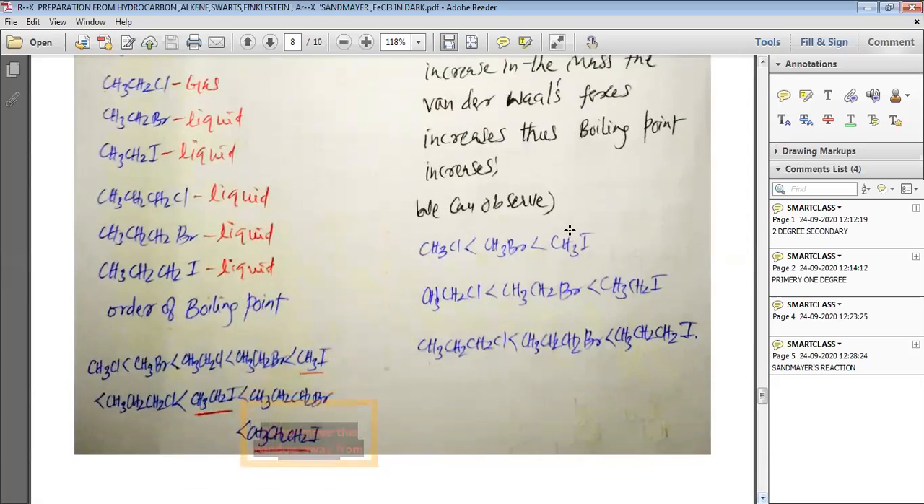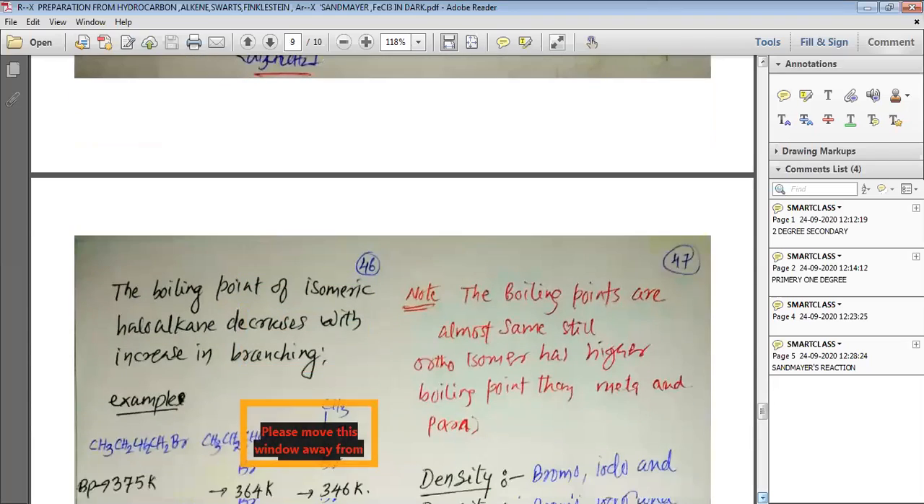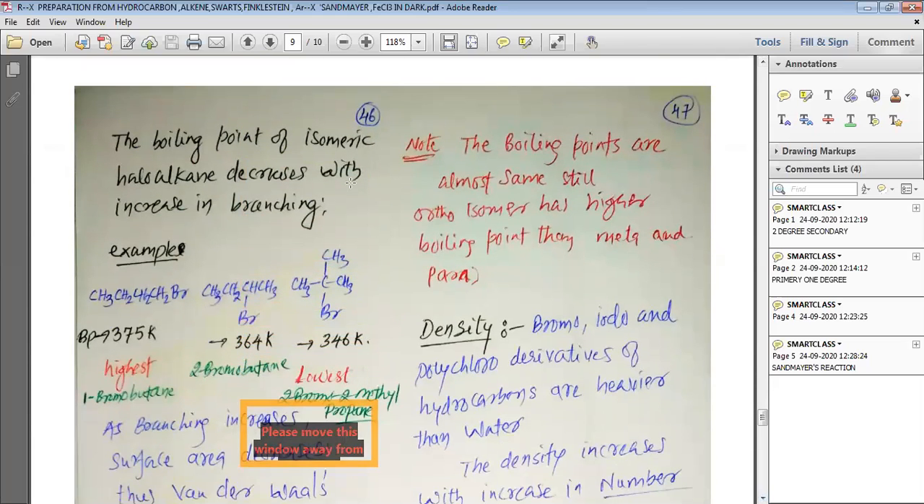We can even observe the order CH3Cl is less than CH3Br is less than CH3I, and CH3CH2Cl, CH3CH2Br, CH3CH2I. So if we have the same number of carbon, then alkyl iodide will have the highest melting and boiling point, whereas alkyl fluoride will have the lowest melting and boiling point. The boiling point of isomeric haloalkanes decreases with increasing branching.